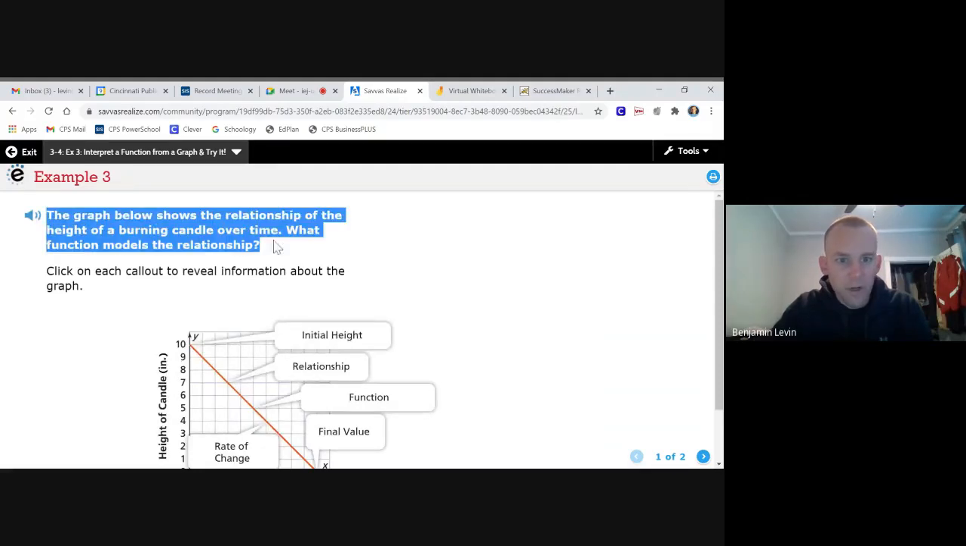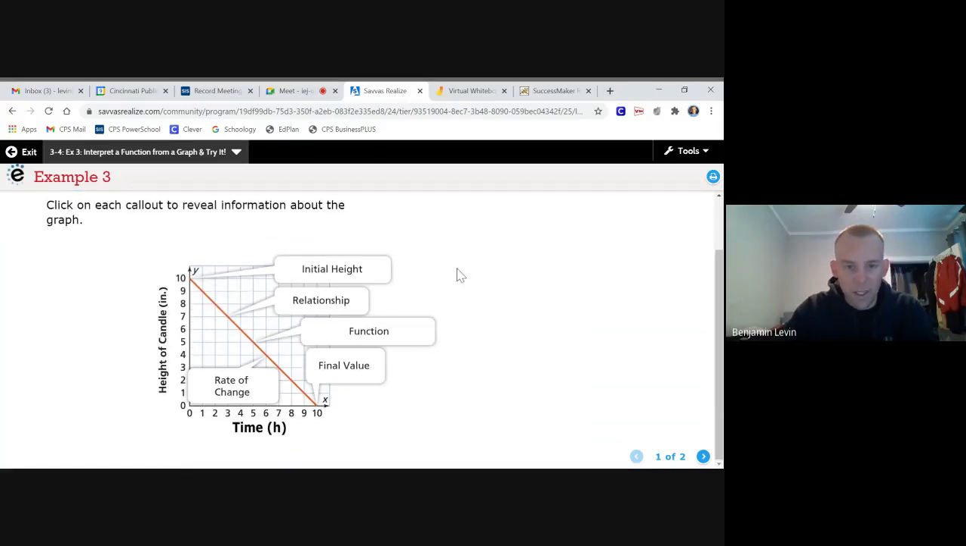The graph below shows the relationship of the height of a burning candle over time. What function models the relationship? You have all seen a candlestick. They start out really high. If it's one of those long, skinny, old school candles, like people light at Christmas, they might be a foot tall, 12 inches. This one starts out at 10, right? The starting point is 10.